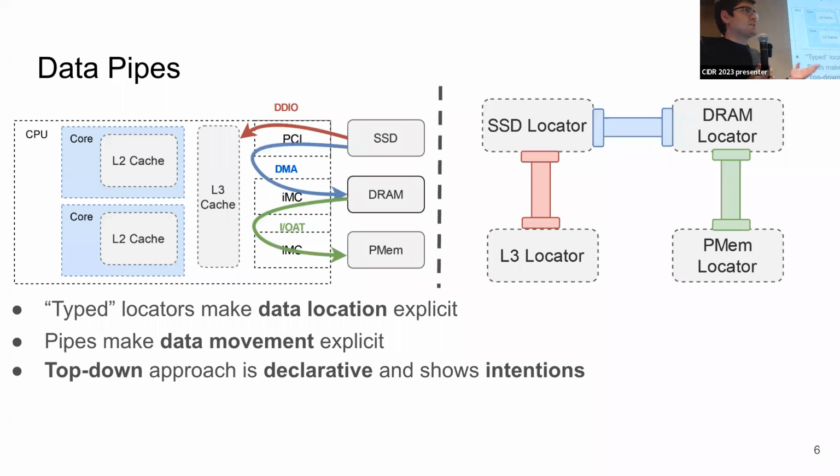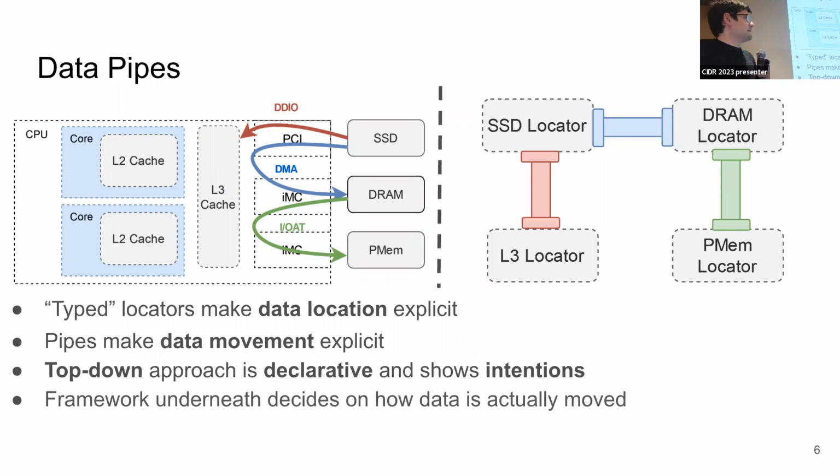So you see, instead of bottom up, where data is just somewhere and accessing the data could move it implicitly somewhere else, we now have a top-down approach which shows our intention to the system. And then we have a framework below that actually takes care of the data movement. In the happy path, like here, you see the color of the pipes corresponds to our primitives. We can just use DMA-optimized ways to move the data and use the hardware capabilities.